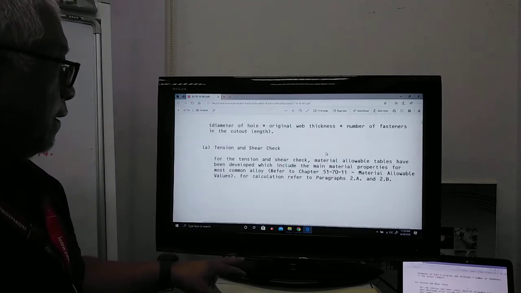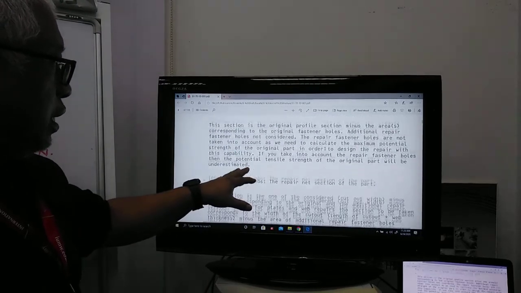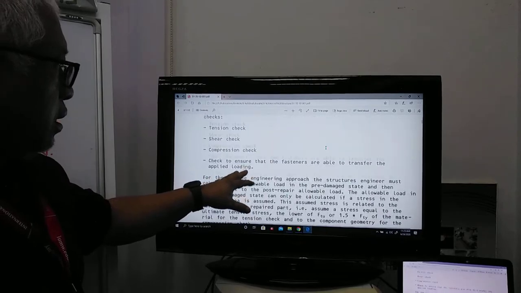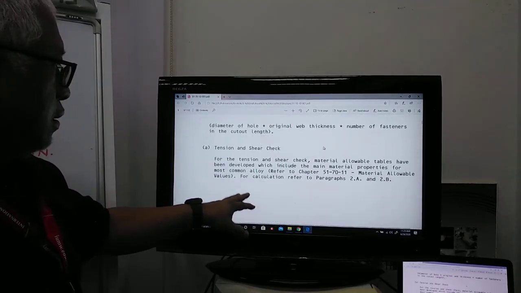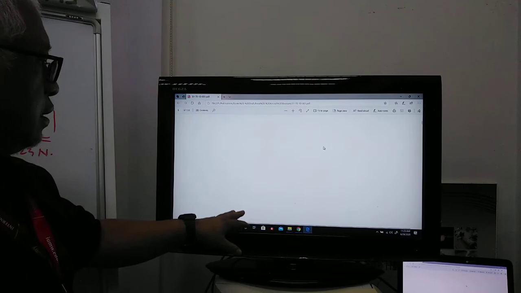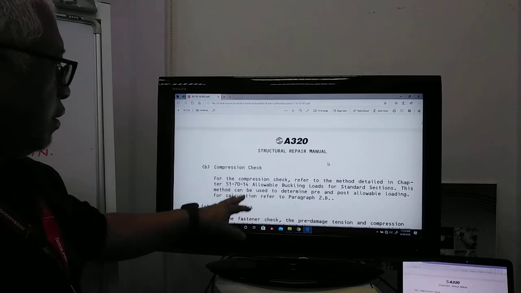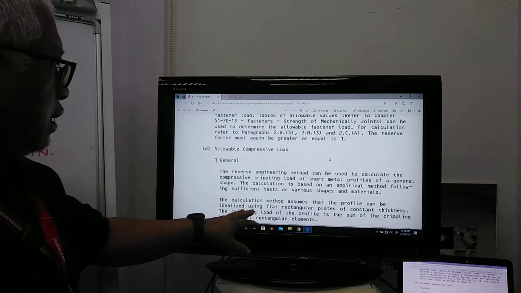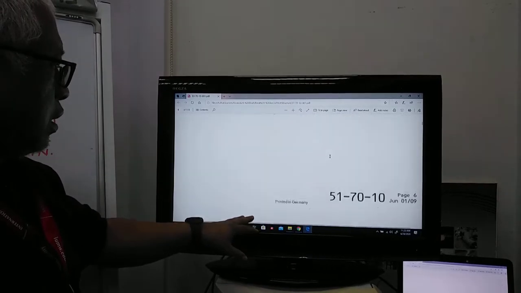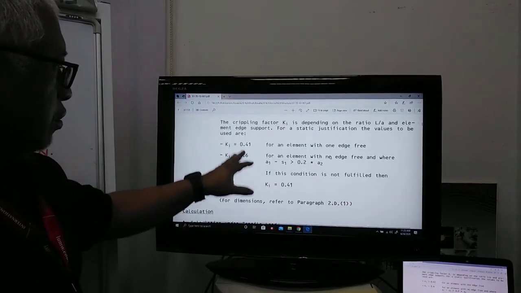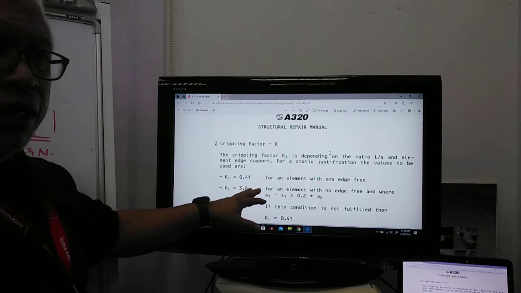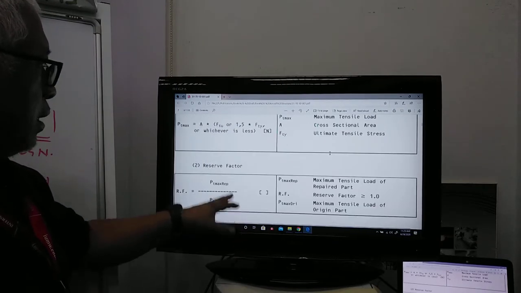And then, there is also detail here of the tension shear check, and here we have the compression check and the fastener check. All are given, and also crippling. We also have to look at the crippling of the repair, and this is the calculation.